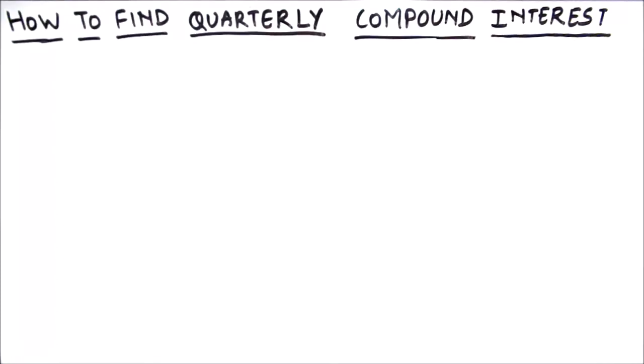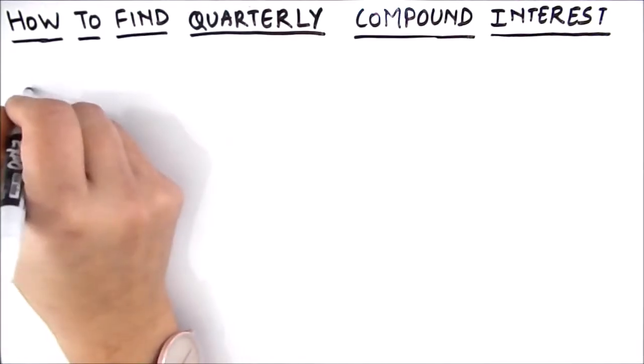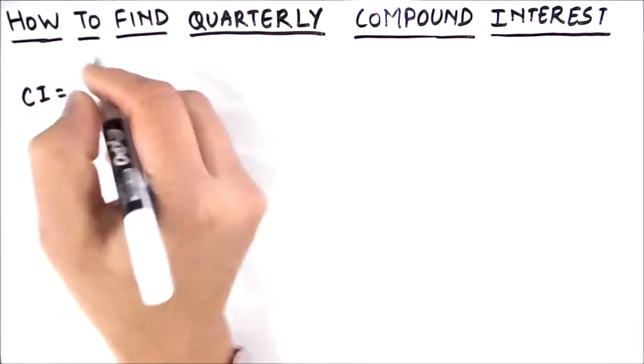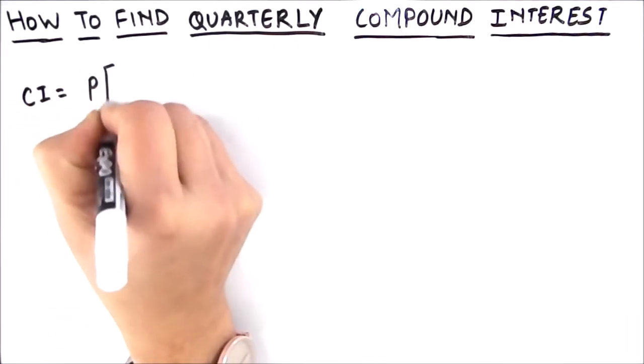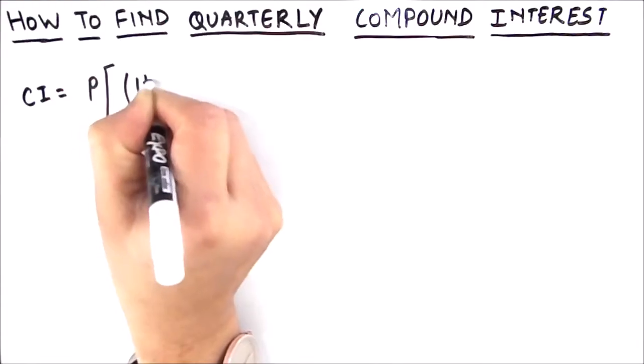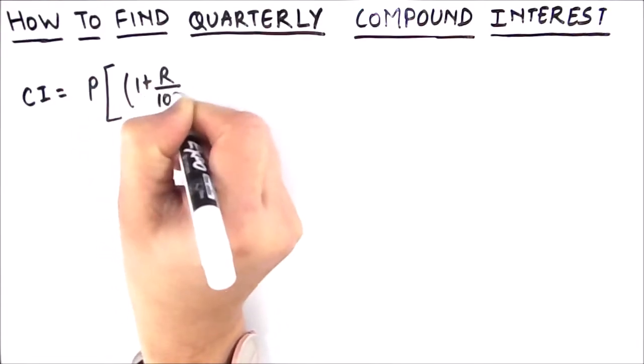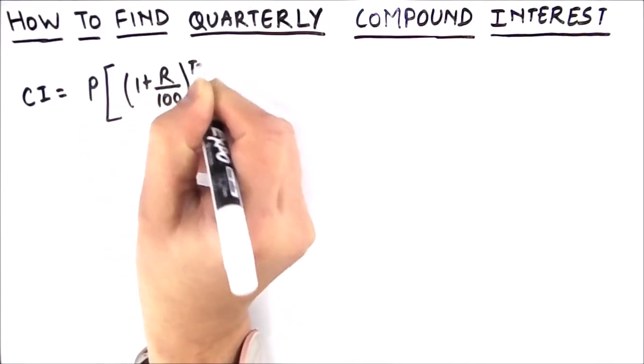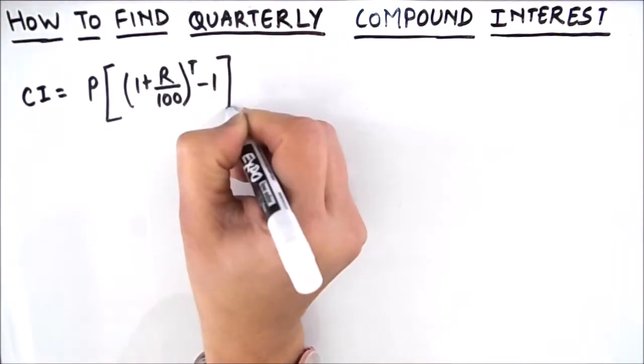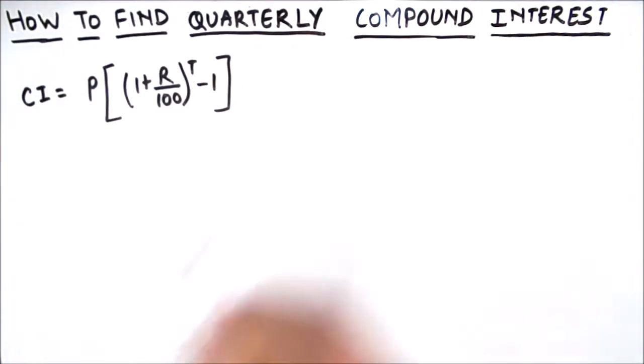Hello everyone, in this video we are going to learn how to find the compound interest when the compound interest is compounded quarterly. So the formula we use to find the compound interest is equal to P times (1 + R/100) raised to power T, minus 1. This is the direct formula we use to find the compound interest.